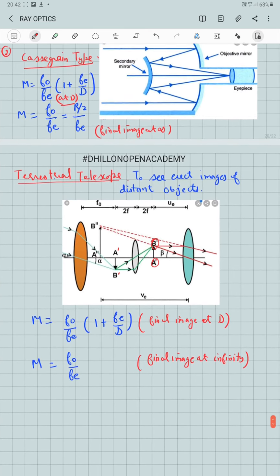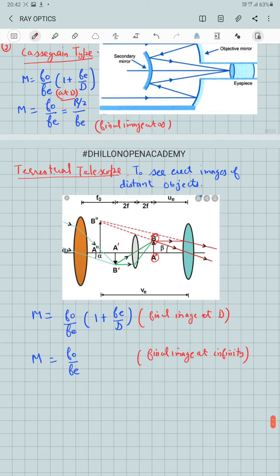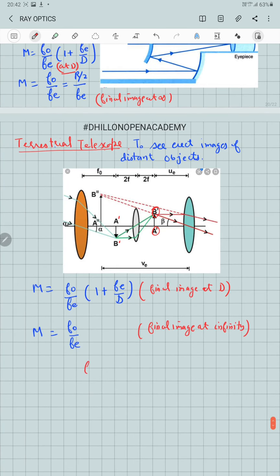This type of telescope suffers one problem, that the length of the telescopic tube is very large as compared to that of an astronomical type. In normal adjustment, the length of the telescopic tube is equal to f naught plus fe plus 4 times f, where f naught is the focal length of the objective lens, fe is the focal length of the eyepiece, and f is the focal length of the erecting lens.